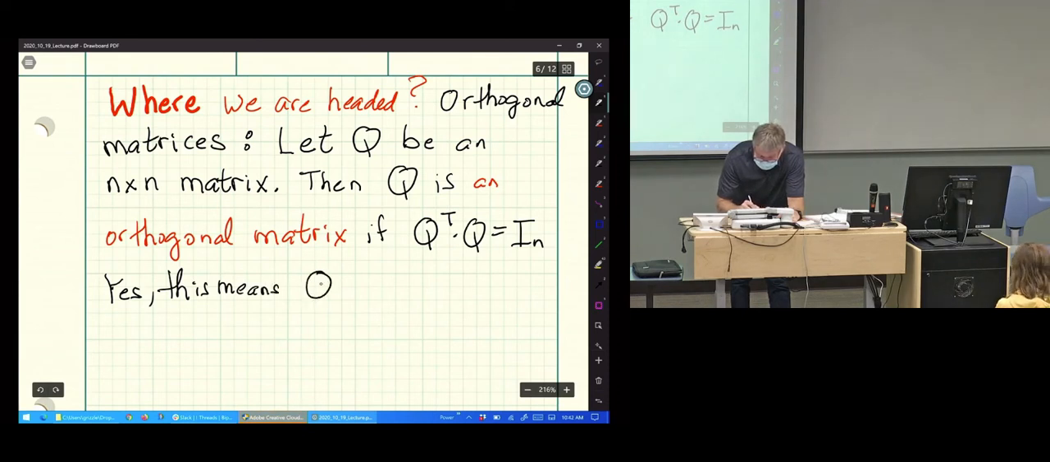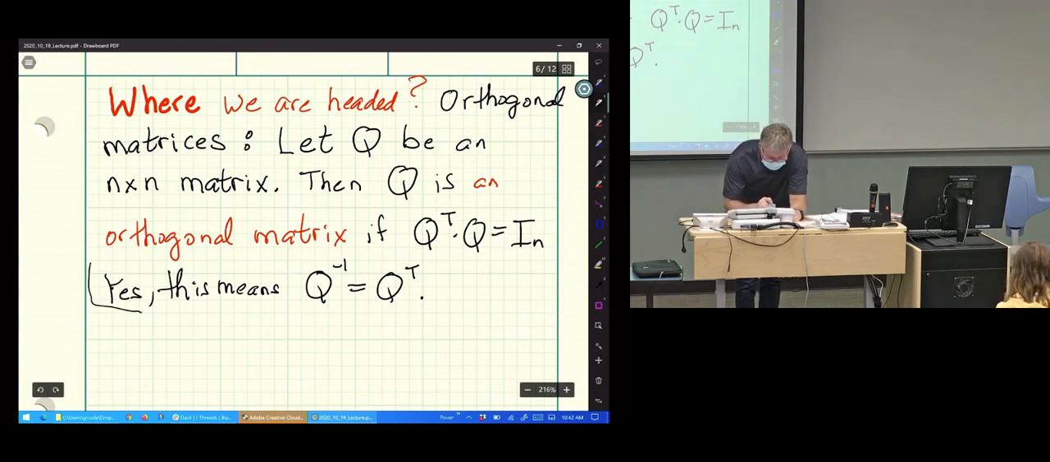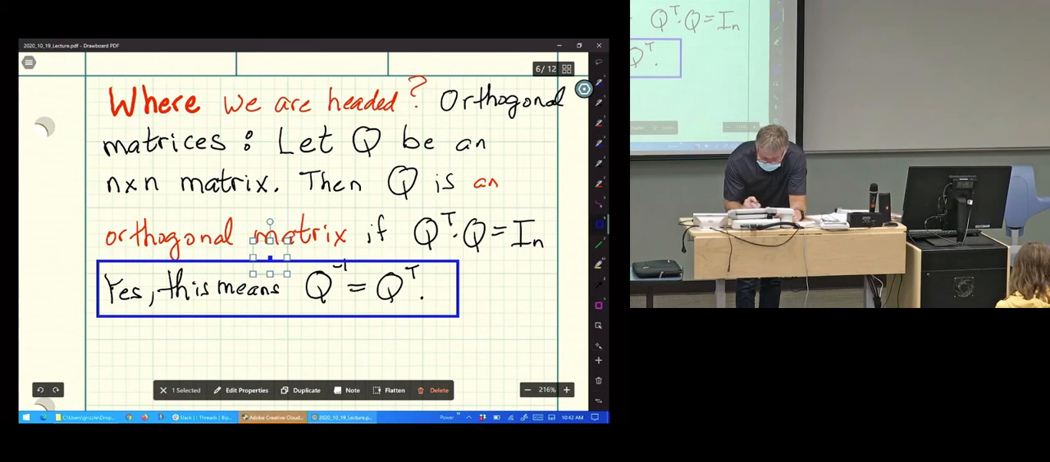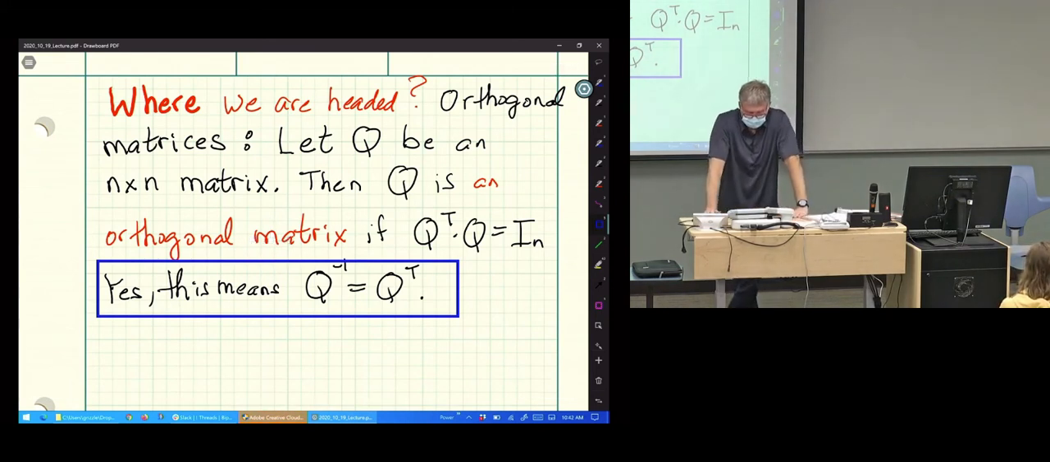This means Q inverse is equal to Q transpose. Okay, whoops, not what I wanted. I wanted you. Come on. Oh well, cut off part of my inverse, you guys will live with it.